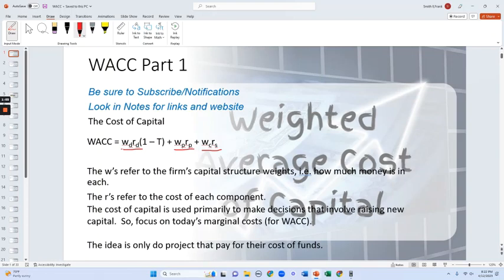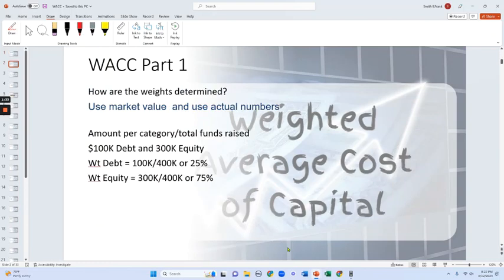So the weights in this example are the weights of the firm's capital structure, how much money is in each. The R's, of course, refer to the cost of each component. We will go over those individually. And the cost of capital is used primarily to make decisions that involve raising new capital and therefore investing it in projects. The basic idea is you only want to do a project if it at the very least pays for the cost of the money you had to invest in it. And in order to find that cost, we have to do weighted average cost of capital.